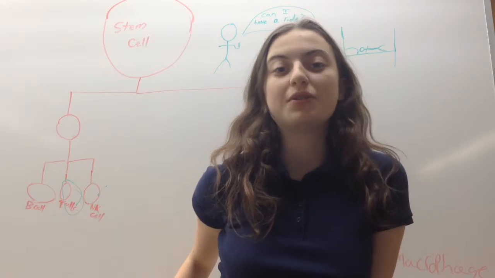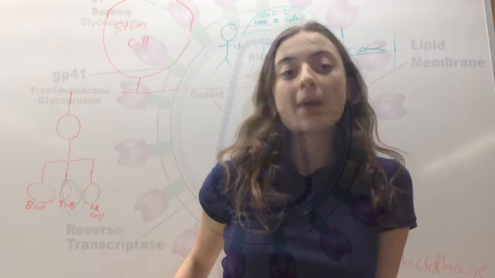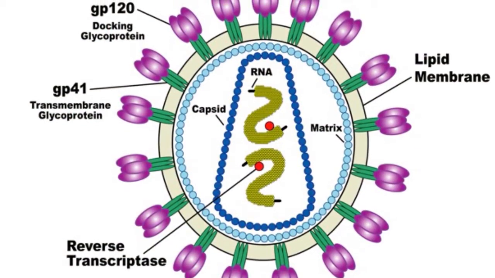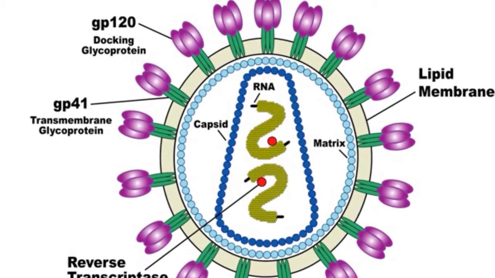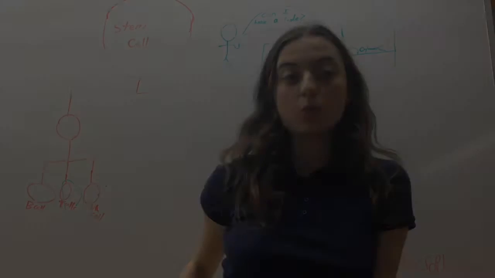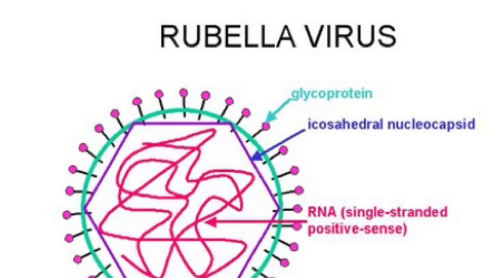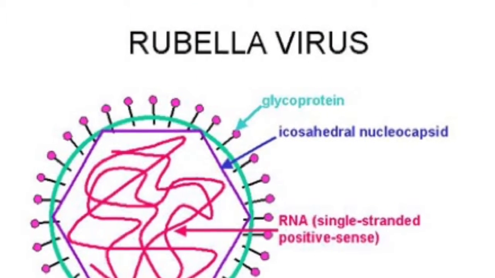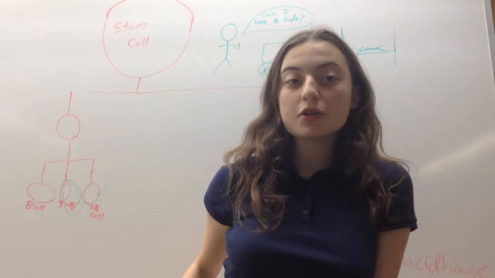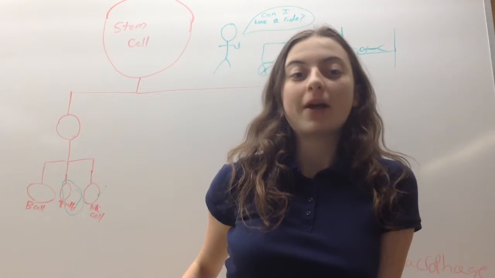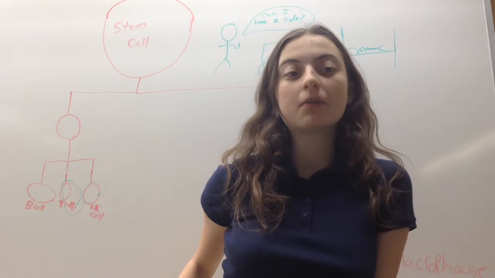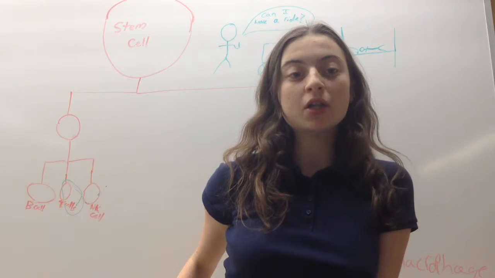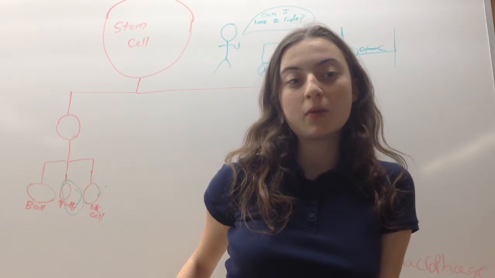Now let's talk about two different viruses. Mumps causes swollen glands, and rubella like the other two previously mentioned diseases. Rubella is more severe in adults and can cause miscarriage or congenital rubella syndrome in pregnant women.